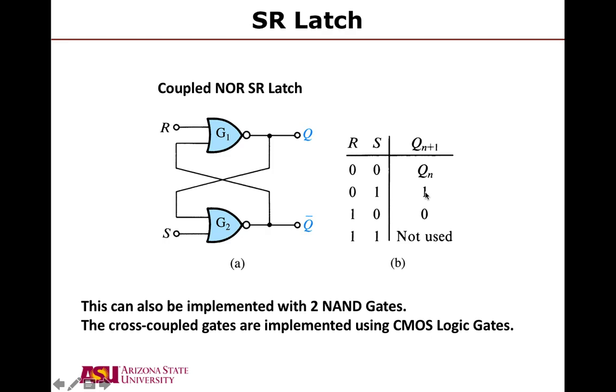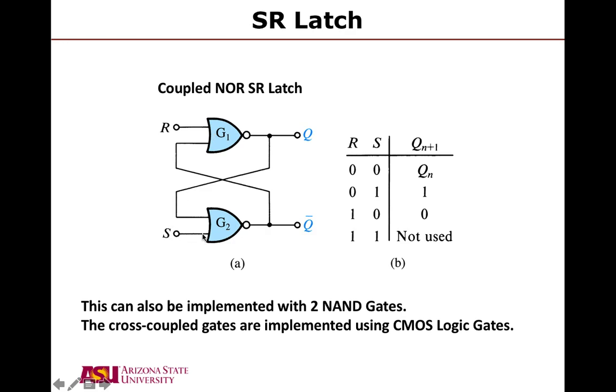On the flip side, if R is 1 and S is 0, the Q automatically goes to 0, 0 feeds back to G2, S is 0, and we get Q bar as 1. So Q and Q bar should always be opposite to each other, hence the terminology. Now let's look at the 0, 0 state. So this state is going to give us memory. So here, R is 0 and S is 0.